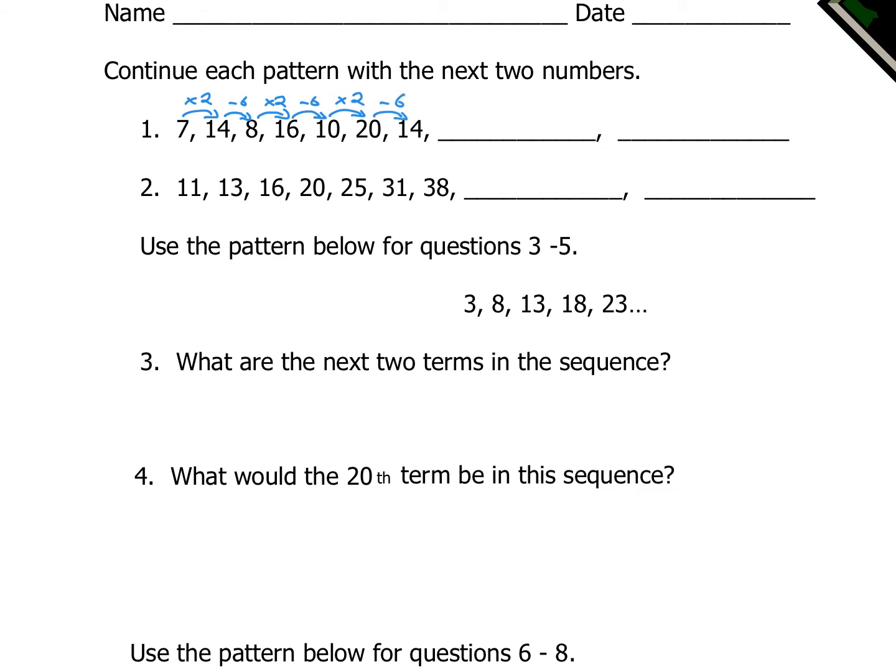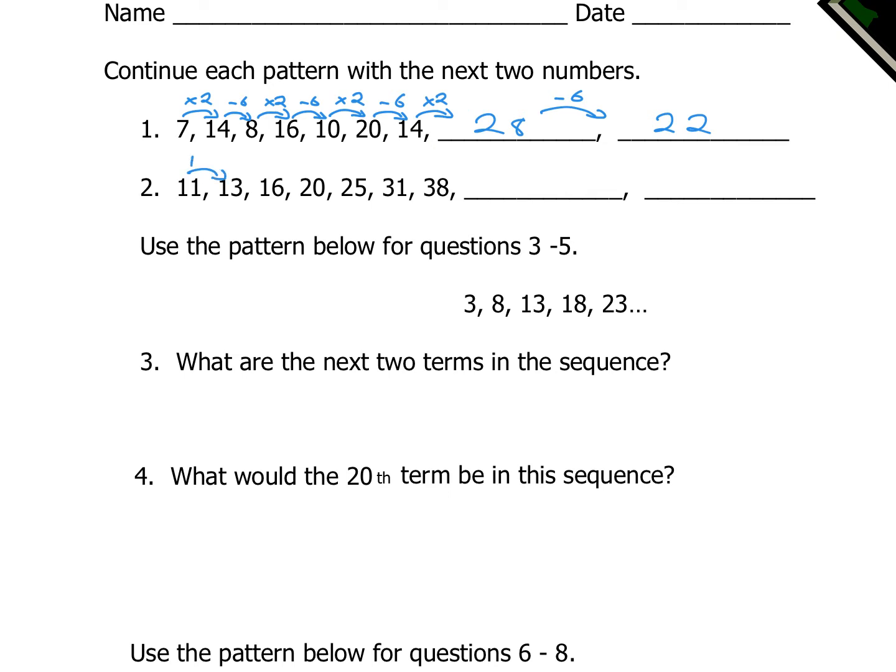So our next step to go from here to here would be to double it. So I think that it's 28, and then we would take away 6. Right, so here we multiplied by 2, and we take away 6, following our rules, and we'll get to 22. There it is.